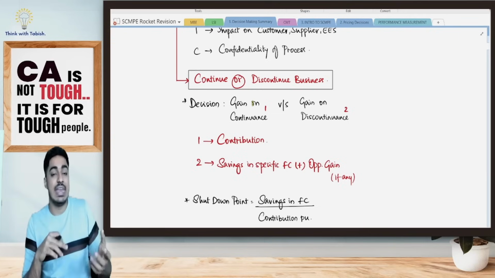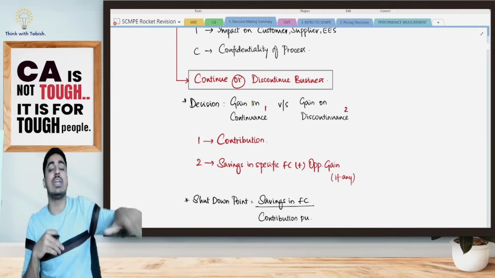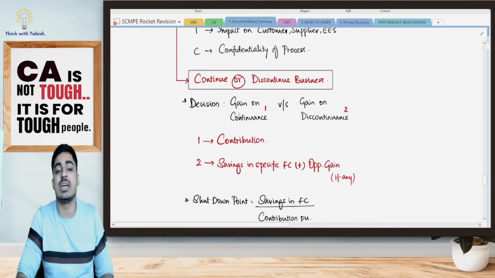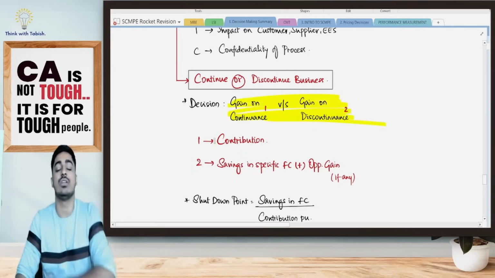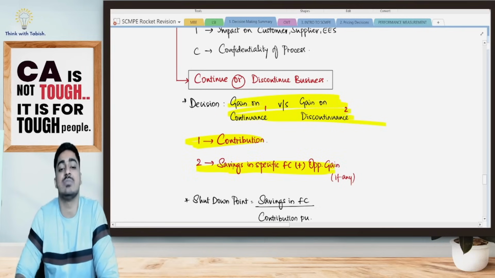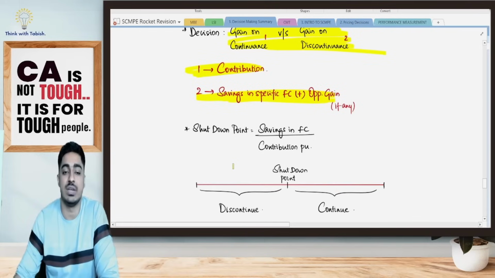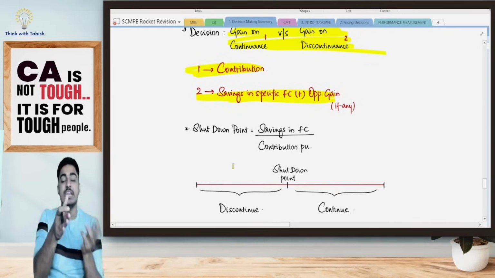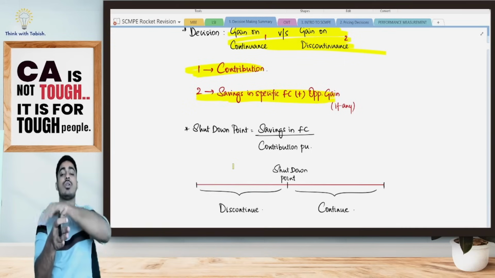Yes or no? Again, I can be doing some other thing, through that I'll be getting contribution, opportunity gain I may be. So I'll be taking a decision by comparing gain on continuance versus gain on discontinuance. Gain on continuance is my contribution, on discontinuance it is my savings in fixed cost plus opportunity gain. Shutdown point. I'm saying at what point I am indifferent between whether I should continue or not.